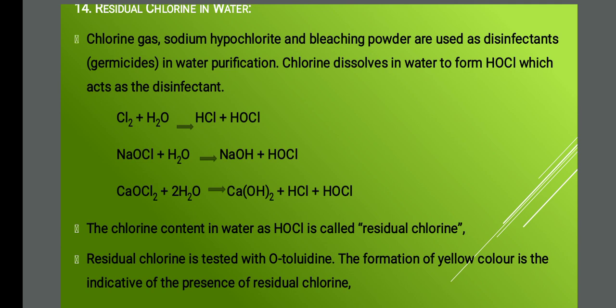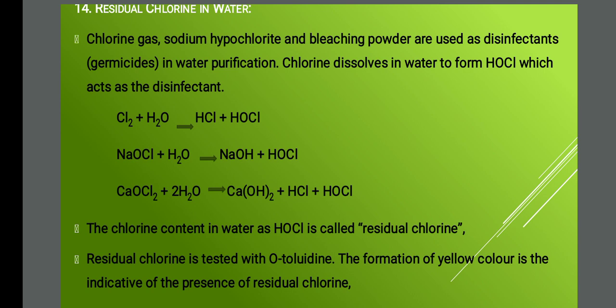Is it clear for you? Yes, I'll repeat it once again. To remove the germs or bacteria present in water, we can use chlorine gas, or sodium hypochlorite, or bleaching powder. You can use any of these three. As you use them, they combine with water to form hypochlorous acid. Whether you add chlorine, sodium hypochlorite, or bleaching powder, all will give the byproduct hypochlorous acid.